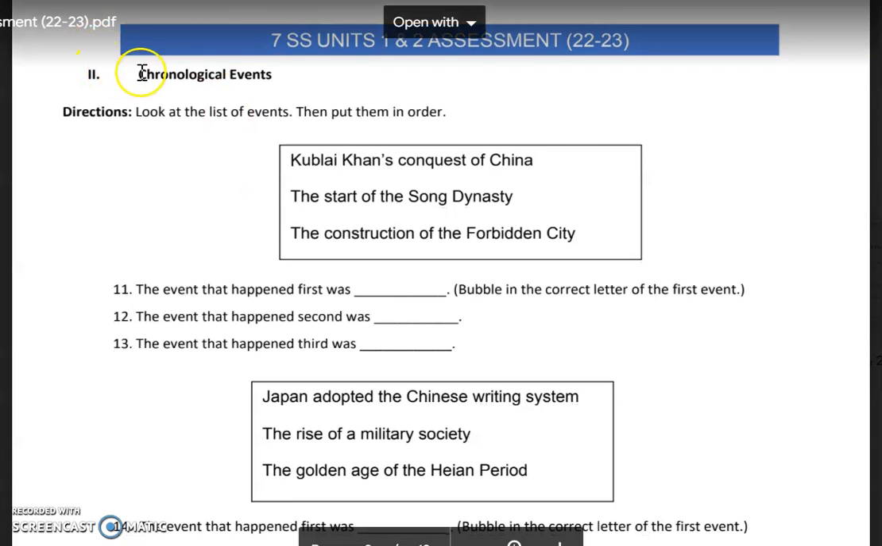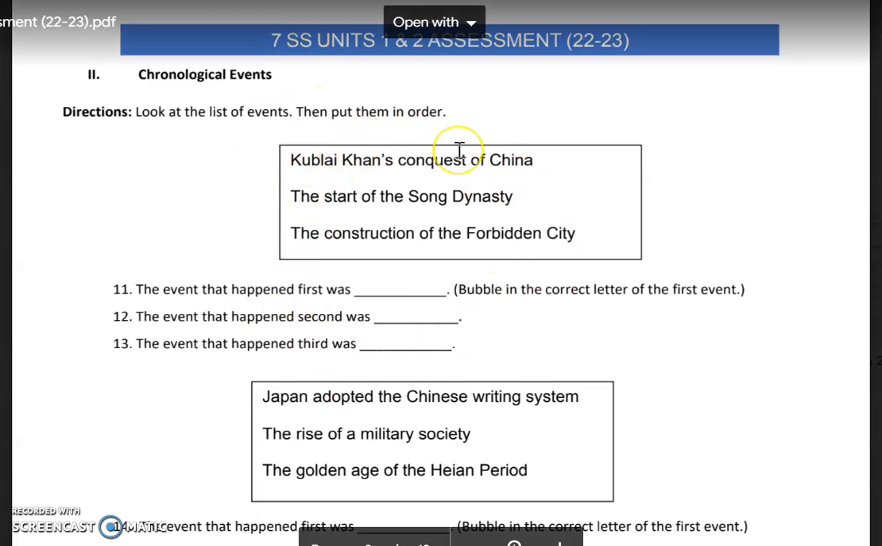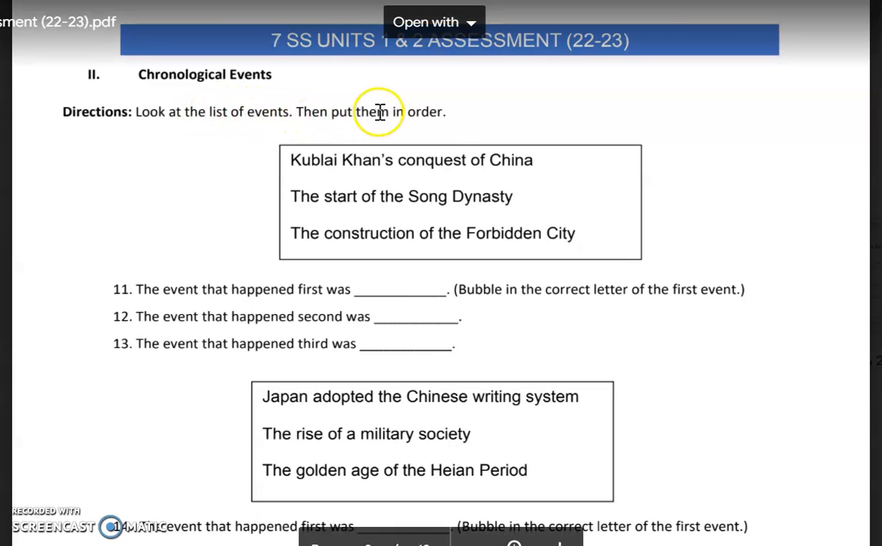Section 2. Chronological events. Directions. Look at the events, then put them in order. I am unsure as to how to bubble these, so whatever event happened first, you can label it 1, 2, 3. Mr. Malbrough can tell you how you are supposed to bubble these. So again, you're looking at the list of events and putting them in order.